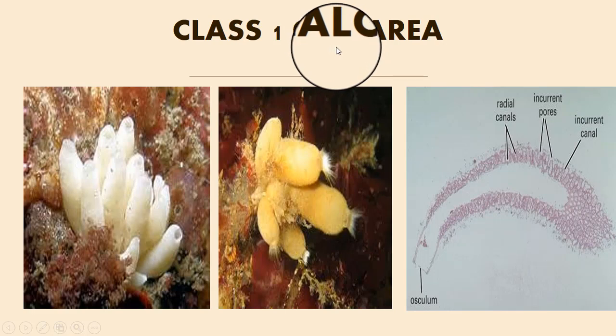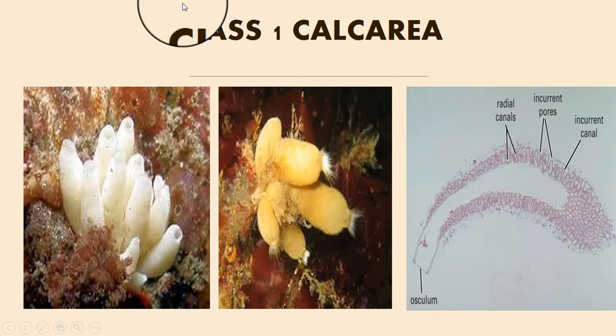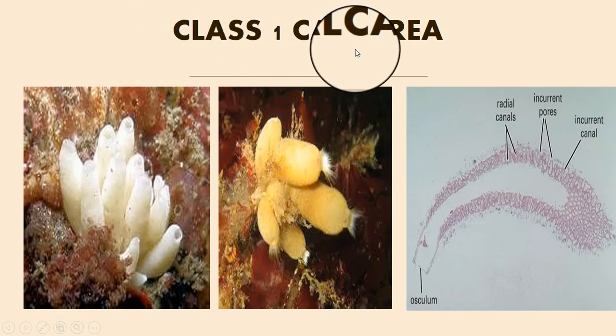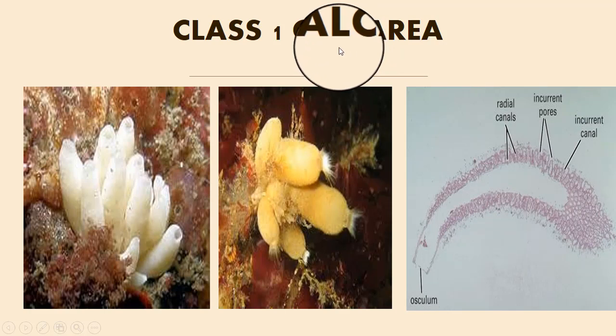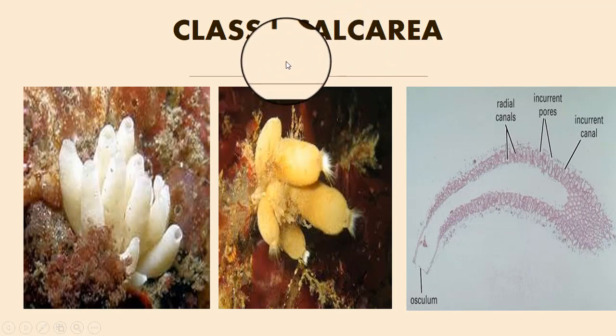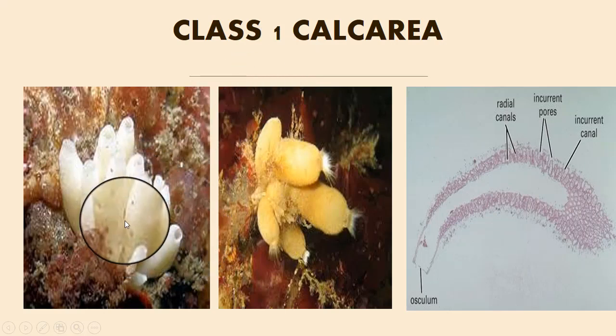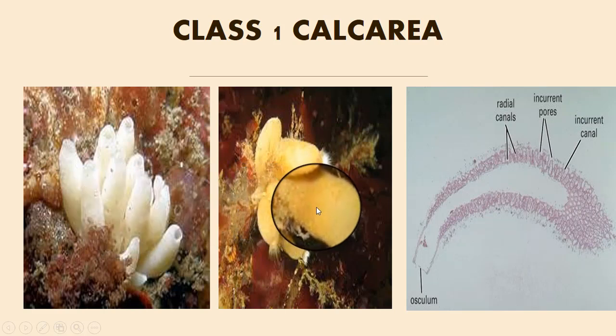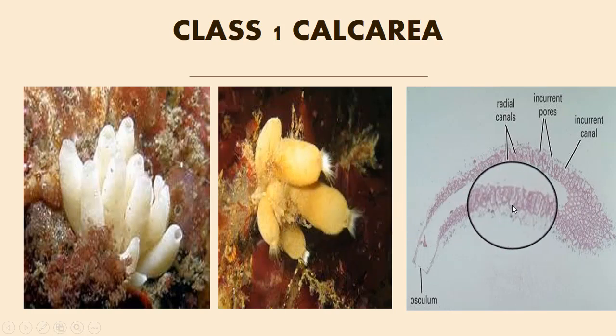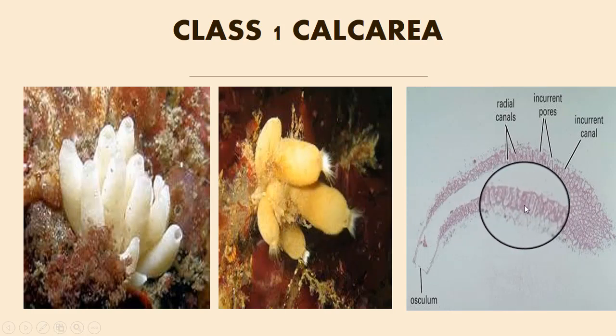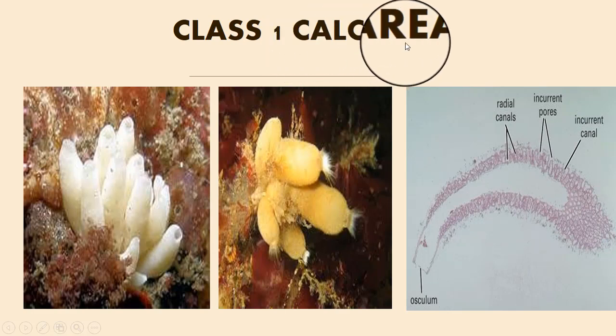They all are marine. They inhabit shallow water, they have calcareous spicules as the skeleton, and they have a canal system. Examples of class 1 Calcarea are Leucosolenia, Sycon, and, as you can see in these images, the first is Leucosolenia, the second is Sycon, and the third is Clathrina. So these are the examples of class 1, Calcarea, and this was all about the first class.